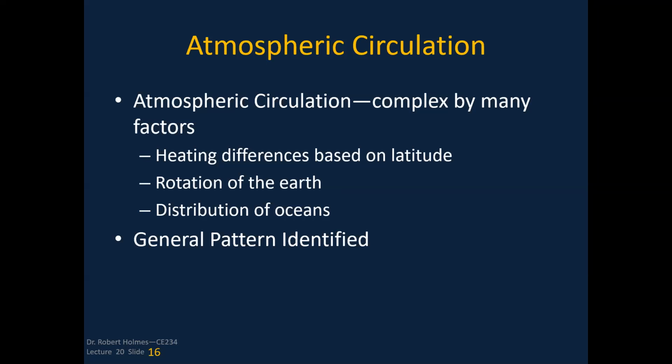So if we switch into talking about atmospheric circulation, it's a very complex topic. And through atmospheric circulation, that's how we get rainfall. That's how we get seasonal changes. That's how we get weather patterns. And so it's based on heating differences, based on latitude. We have the rotation of the Earth, and then we've got the distribution of the oceans, which are our source of moisture as we get the evaporation off the ocean.